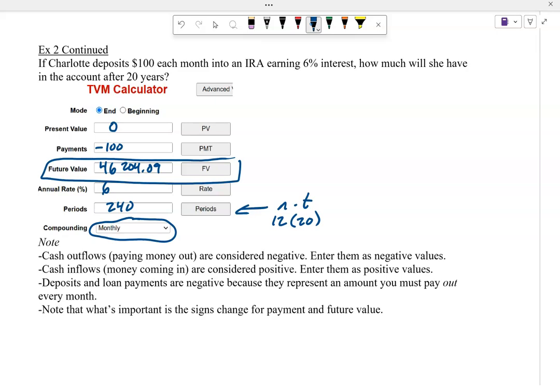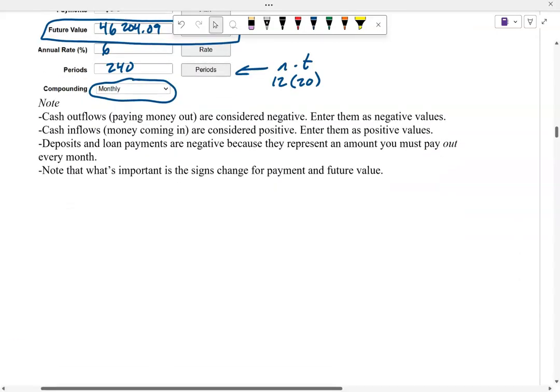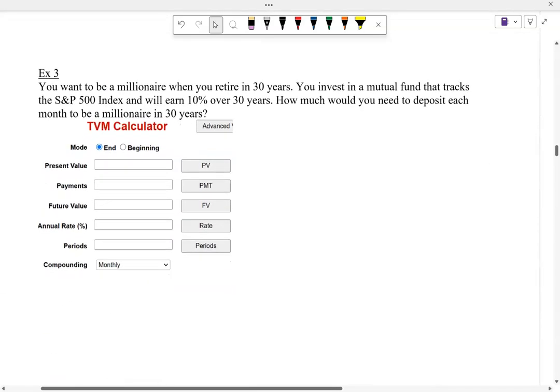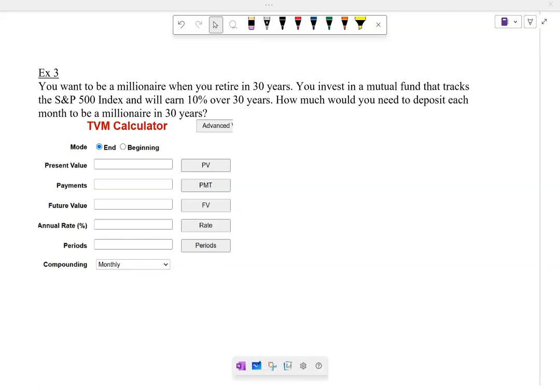Spit that out for us on that. So we'll do a couple examples of these. This is kind of a fun one. Let's say you want to be a millionaire in 30 years, and you're going to make a monthly deposit. So how much do you need to deposit every month to be a millionaire in 30 years?